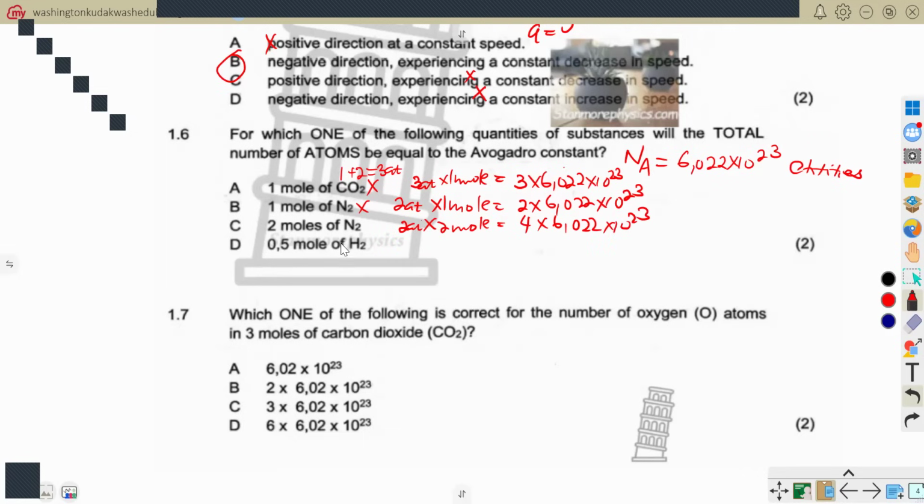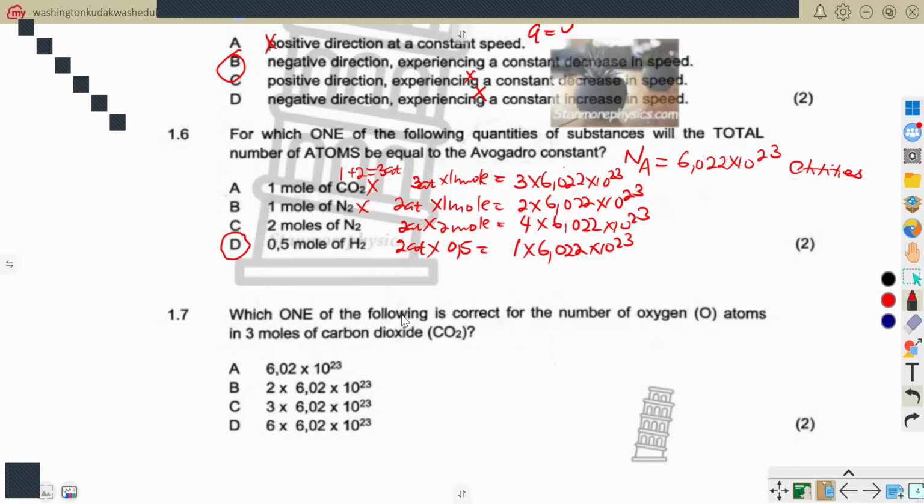And then we have got 0.5 mole of hydrogen molecule, which is just 2 atoms of hydrogen. And then we have got 0.5. So this one would actually be equal to 1 times 6.022 times 10 to the power 23. So this is the option that has got the total number of atoms equivalent to the Avogadro's constant. So our answer there for 1.6 was going to be D. And then now let's look at 1.7.